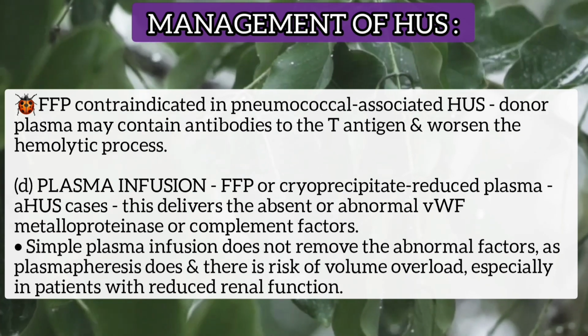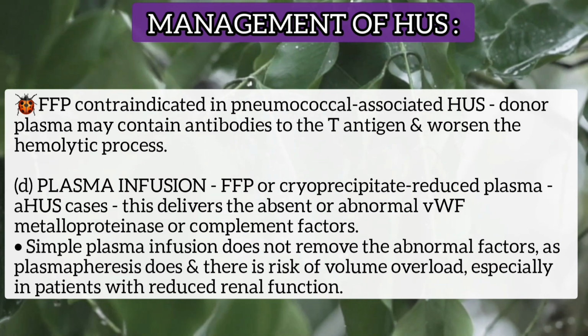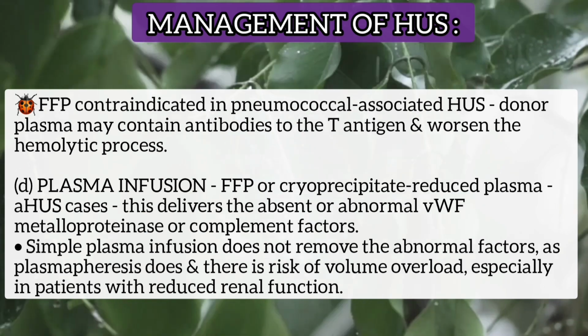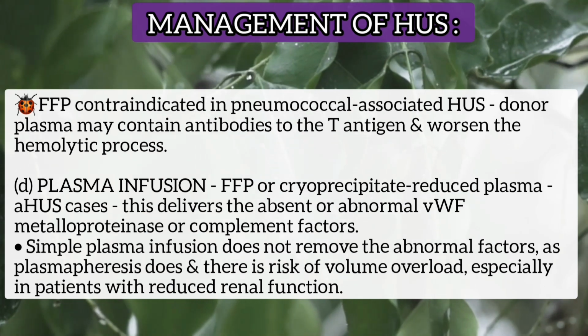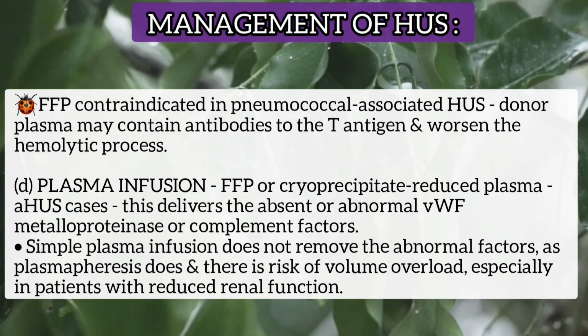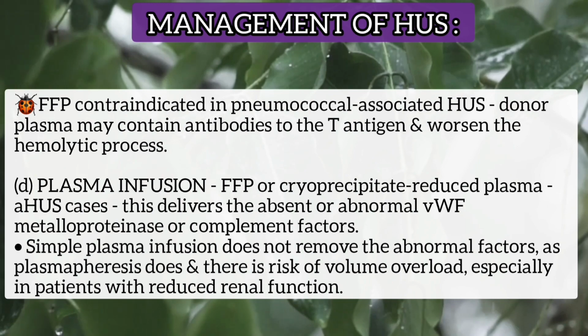Now, simple plasma infusion, fresh frozen plasma, or the cryoprecipitate-reduced plasma can be used in atypical cases. This delivers the absent or abnormal von Willebrand factor metalloproteinases or complement factors, but simple plasma infusion does not remove the abnormal factors as plasmapheresis does, and there is risk of volume overload, especially in patients with reduced renal function.